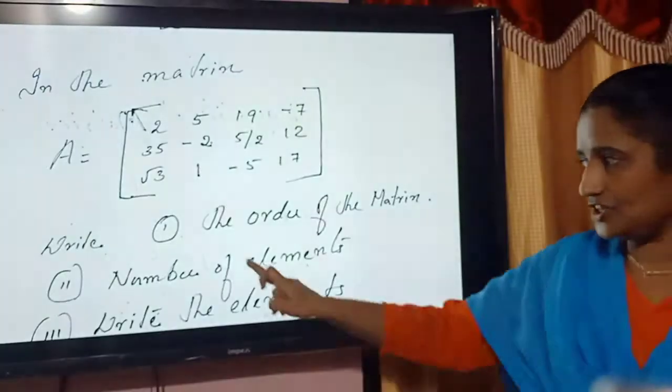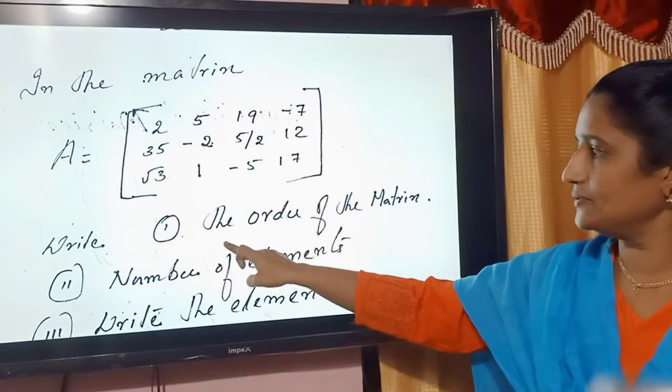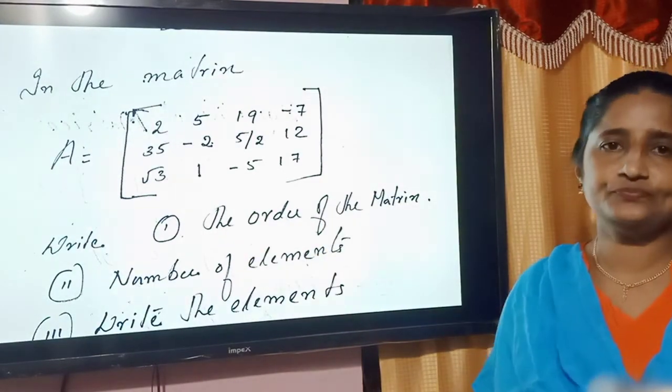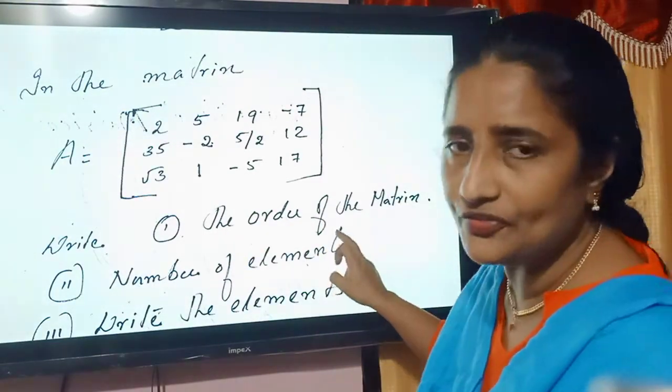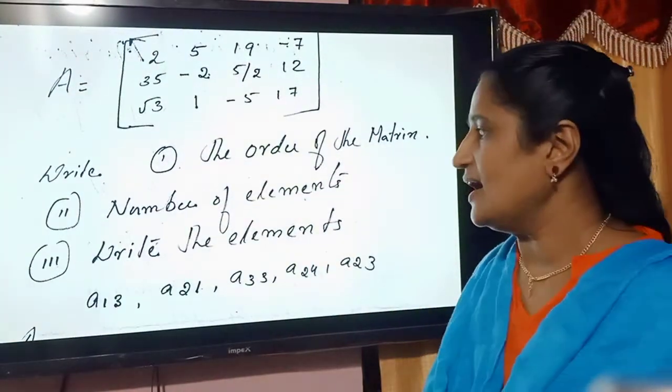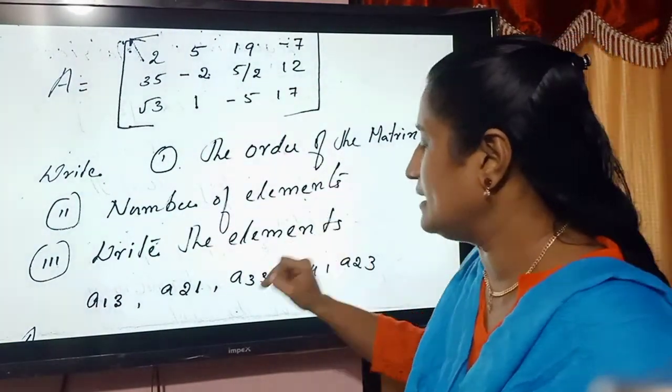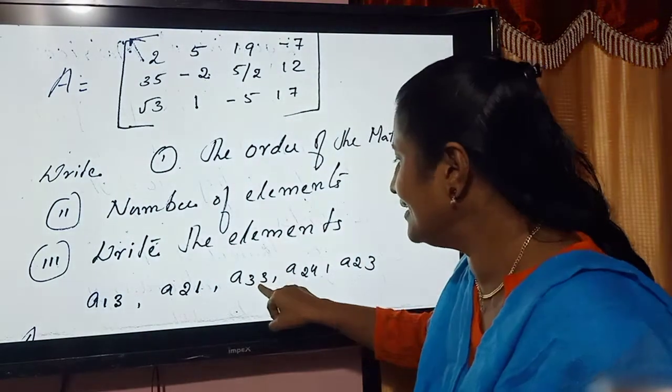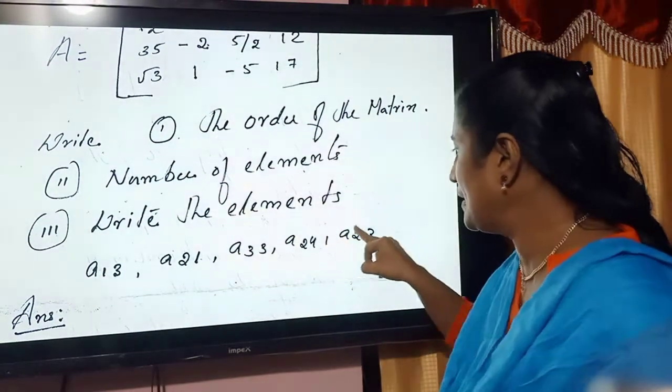Now write the parts of this question. First, the order of the matrix. Second part, the number of elements. And the third part, write the elements A13, A21, A33, A24 and A23.